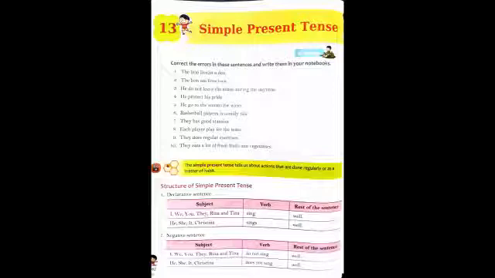Secondly, the simple present tense is used to indicate the following things: habits, regular events, current situations, general truths, or facts. These are the things simple present tense indicates. Your habits, your regular events, current situation, general truths, or facts.